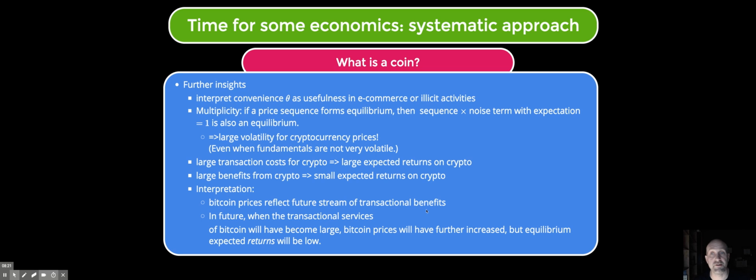If you have a large transaction cost for cryptocurrencies, then you have large expected returns. If you have large benefits from cryptocurrencies, then you actually have small expected returns. So the interpretation here is that Bitcoin prices reflect future streams of transactional benefits. That's what this model is all about. In the future, when the transactional services of Bitcoin become large, then Bitcoin prices will have increased further. But the expected return in equilibrium will now be lower. So that's that.